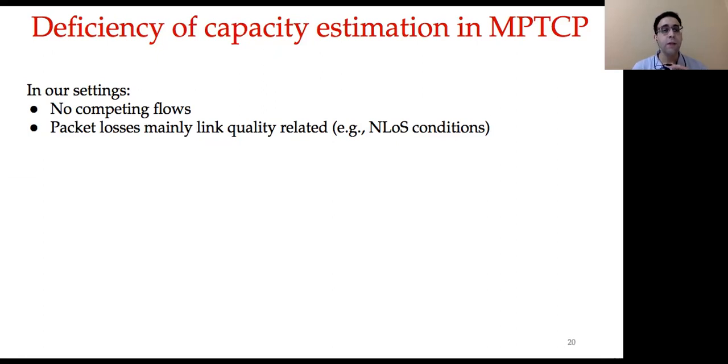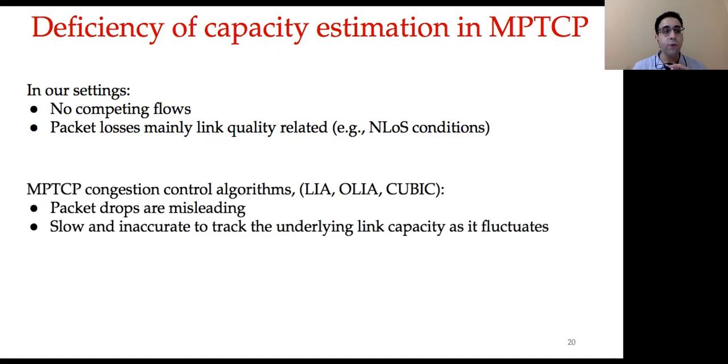However, existing multipath congestion control algorithms like LIA, OLIA, and Cubic react poorly to packet losses. That makes the underlying link underutilized when packet drops are random and not due to the actual network condition. Also, these algorithms are slow and inaccurate in tracking the underlying link capacity when it fluctuates, which is very common in a TV white space outdoor environment. This may result in extensive packet drops and inefficient link utilization.